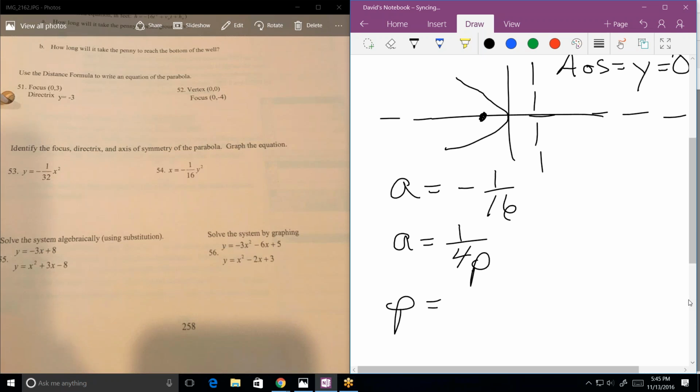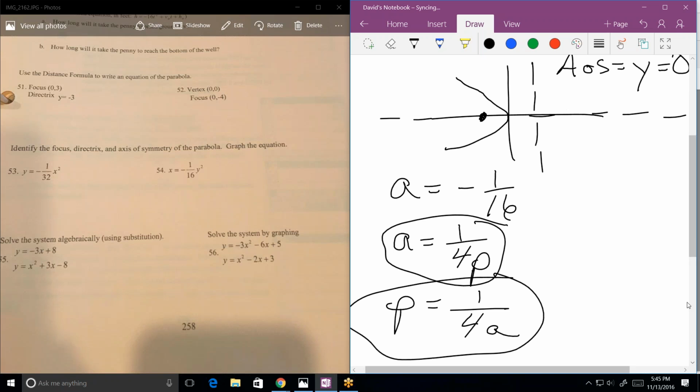Solve that for P. So P is equal to 1 over 4 times A. If A is equal to 1 over 4P, then P is also equal to 1 over 4A. And this is what you need to solve for P. Okay? So, again, we're going to have a fraction in the bottom.